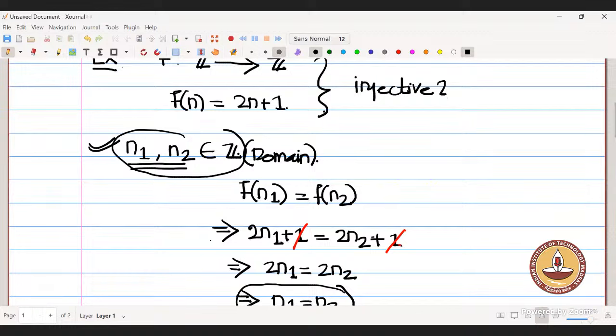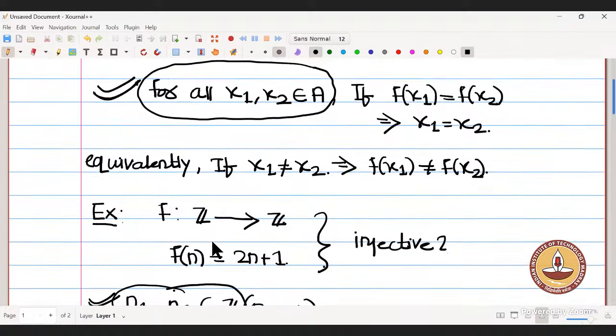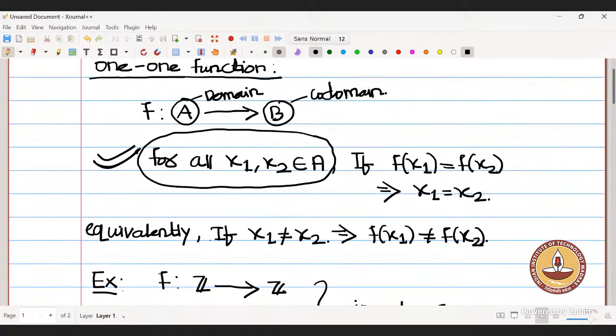Right. So if I start with arbitrary n1 and n2, then this will include all the possible n1 and n2, right? But when I'm trying to show that the function is not injective, then what I have to show? I have to show that this condition is not true, right?